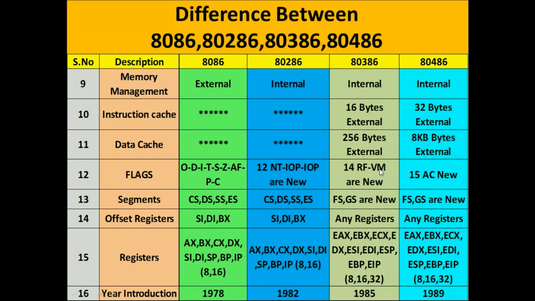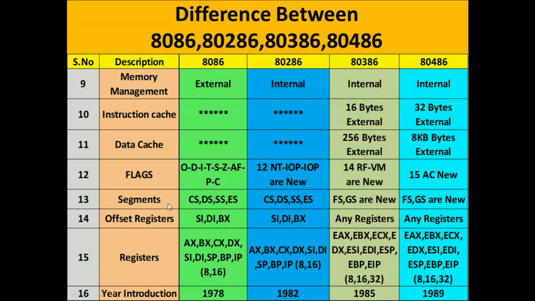And for 386, along with these 12 flags, 2 additional flags are provided. Those are the virtual mode flag and the resume flag. So 12 plus 2 gives 14 for the 386 microprocessor. And coming to the 486 microprocessor, one additional flag is provided, that is the alignment check. So for the 486 microprocessor, we have a total of 15 flags.